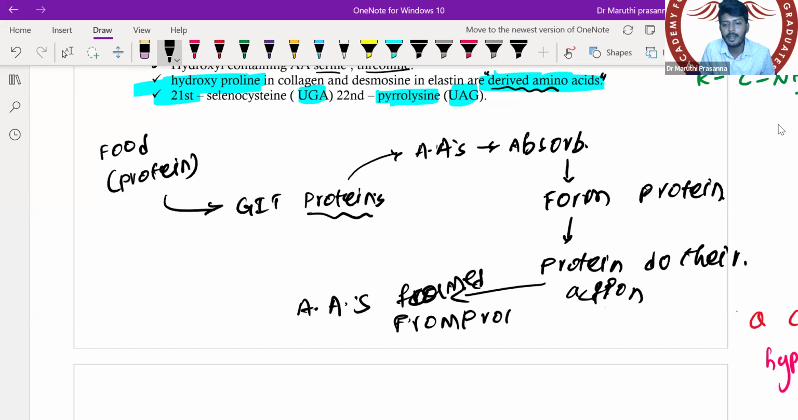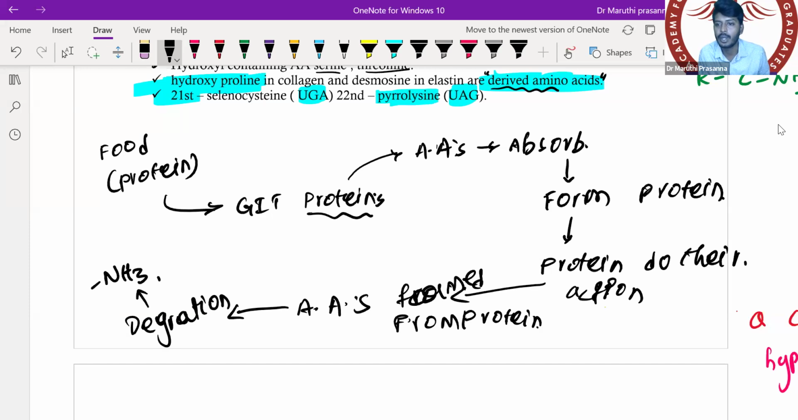Amino acids formed from the proteins will further undergo degradation. Once amino acids undergo degradation, they give rise to a toxic product called NH3, also called ammonia. Ammonia is the end product of amino acids. This ammonia is very toxic to the body, so how does your body handle it? Let's talk about it.